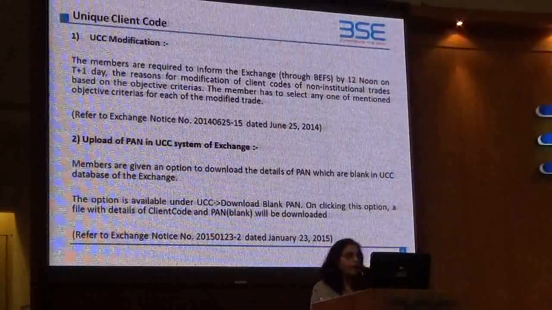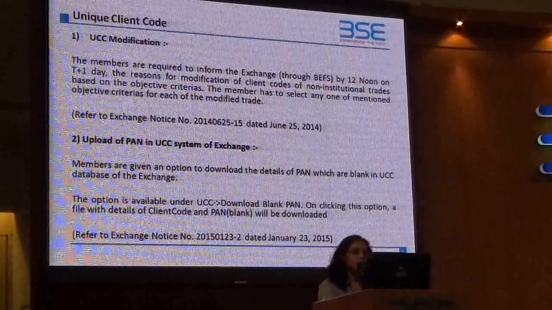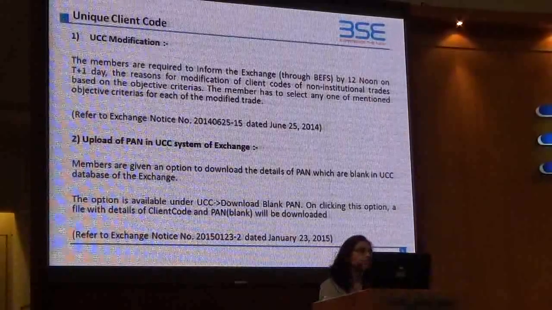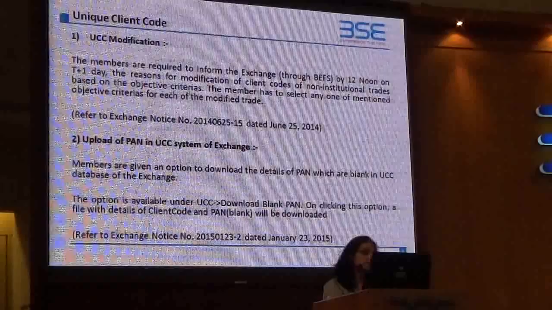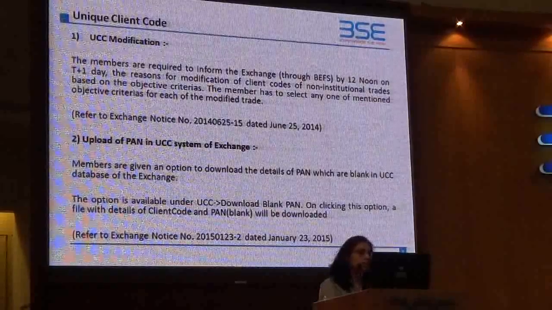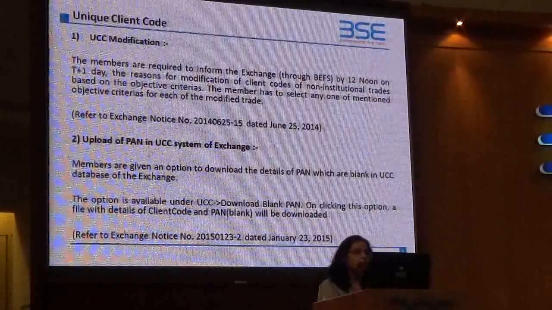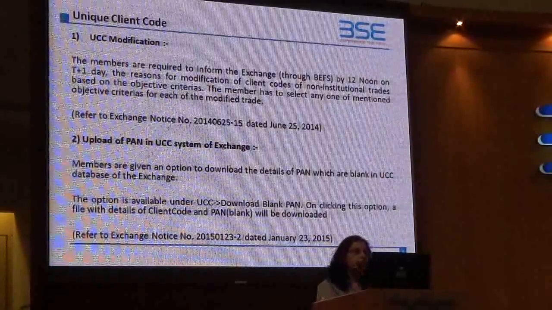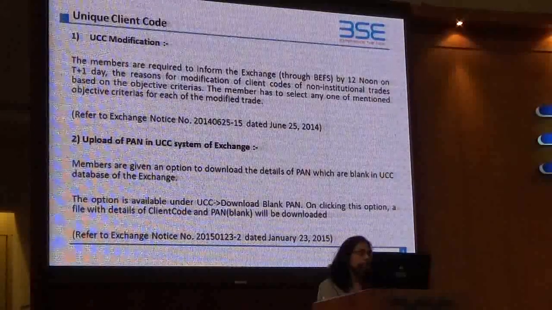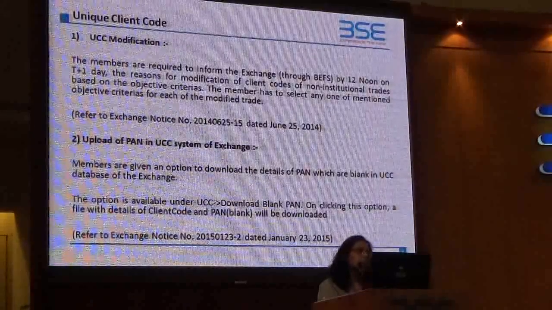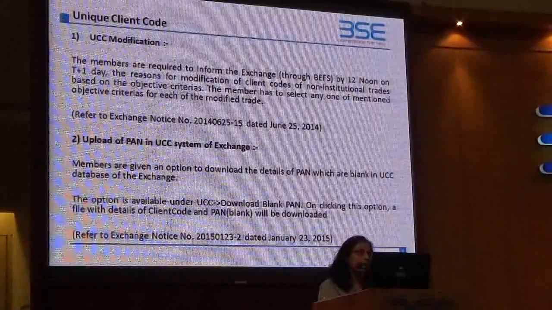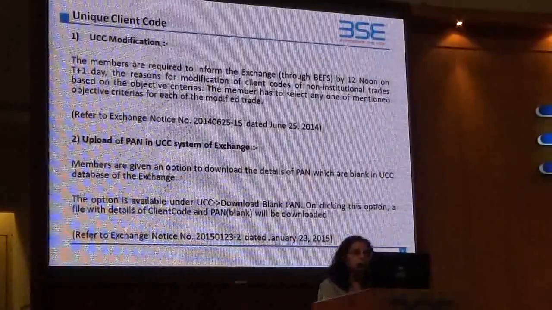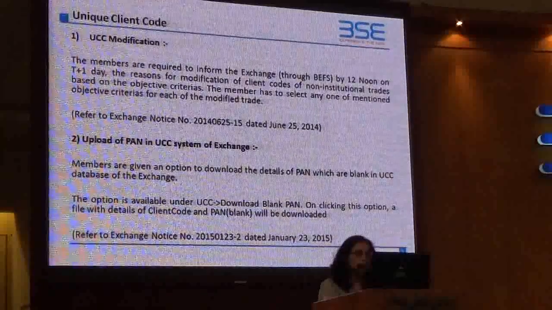Then, upload of PAN in the UCC system of the exchange. You can get the blank PANs from the UCC system itself. Under the UCC screen you will find one button, download blank PAN. The moment you click on that button, you get the file with the UCCs and the PAN blank. On that you can just mention the PAN and upload the file, and your UCCs are now with the PAN. Then you can trade for those UCCs.